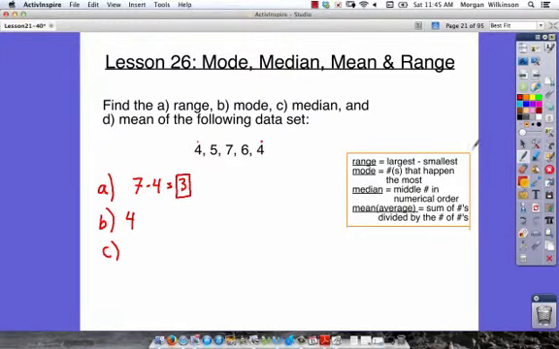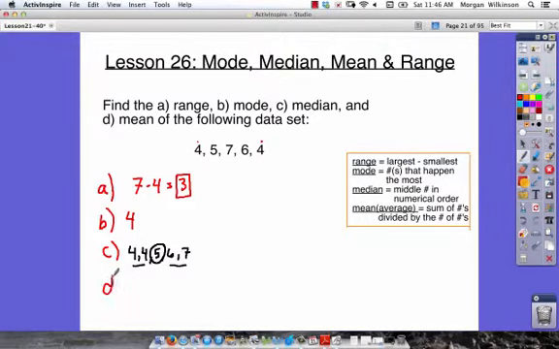Problem C is the median. Now in order to get the median, we need to arrange our numbers from least to greatest. We'll do so right here on C. We've got a 4 and a 4, and we have a 5, a 6, and a 7. So from least to greatest, we can see our middle number. Our middle number right here, it's right in the middle because there's 2 on either side of it. There's 2 on the left and 2 on the right, so 5. 5 must be our median for this data set.